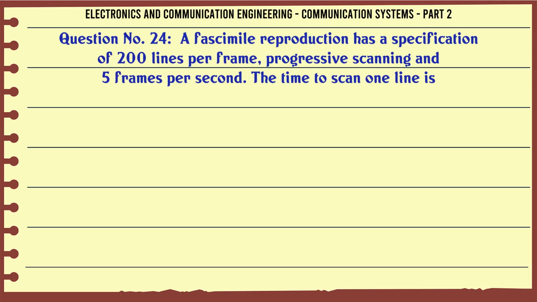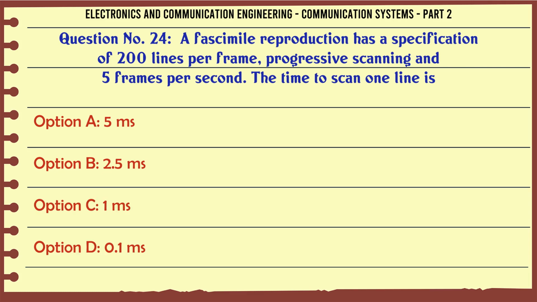A facsimile reproduction has a specification of 200 lines per frame, progressive scanning, and 5 frames per second. The time to scan one line is: A. 5 ms, B. 2.5 ms, C. 1 ms, D.